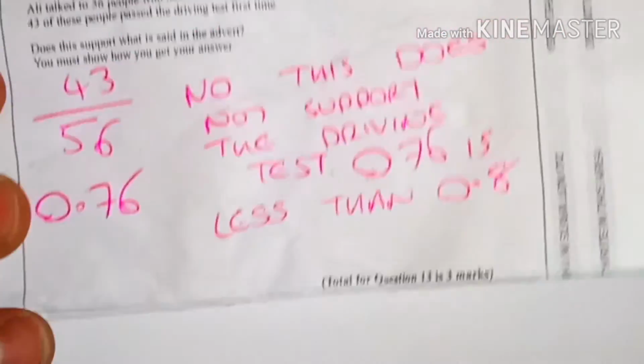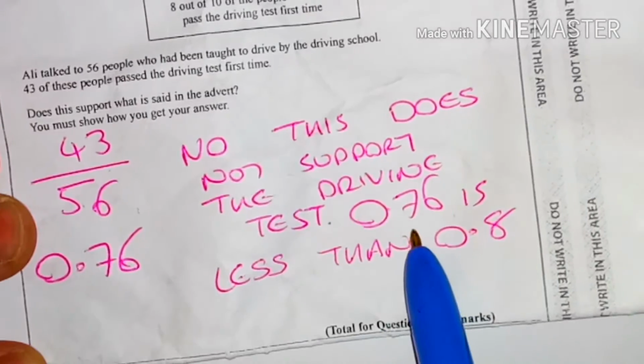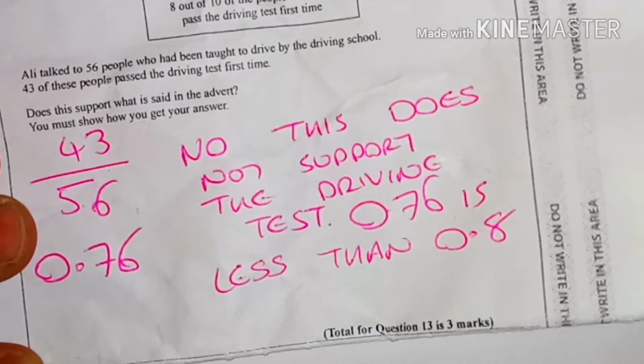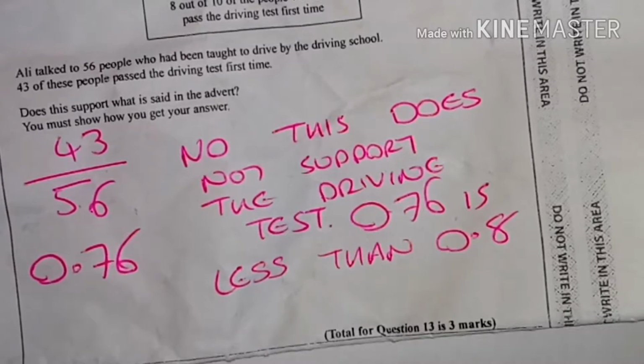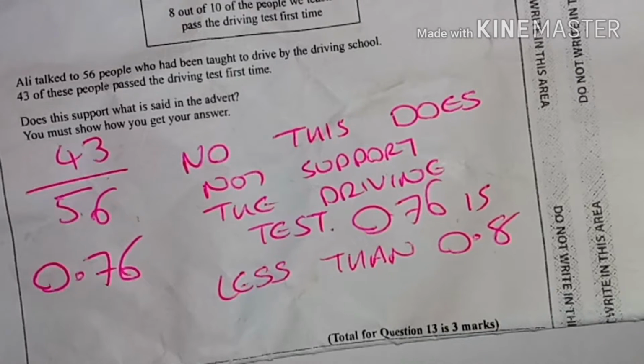The other way you want to think about it is 0.76. If I wanted to round this to one decimal place, I get 0.8. So it does support. Both answers are right as long as you've got the correct maths behind it. I have included the mark scheme just to prove to you that there are 2 correct answers to this.